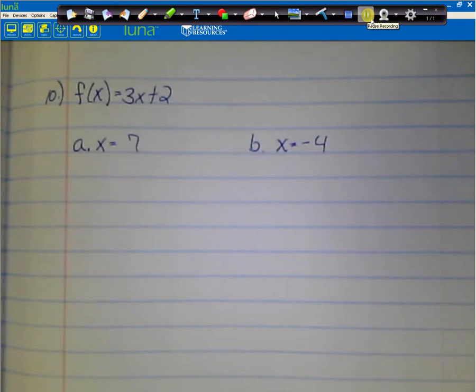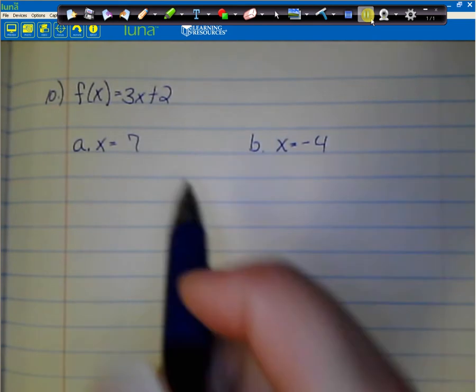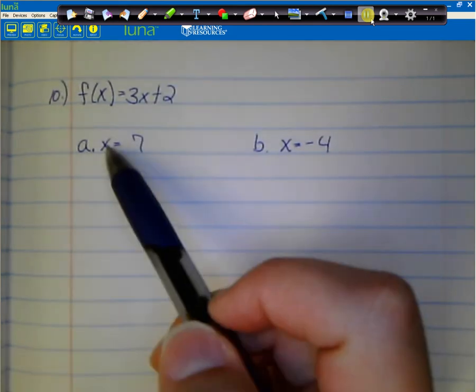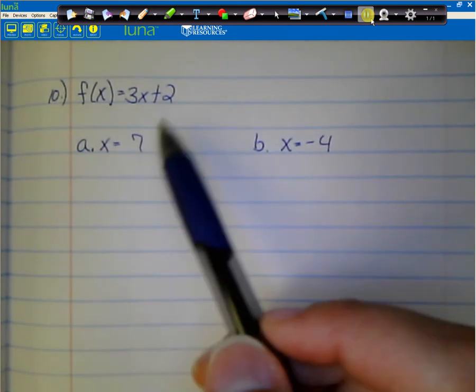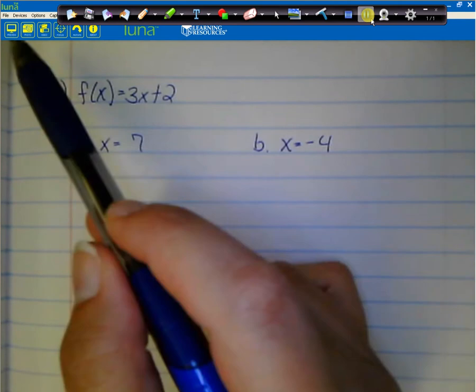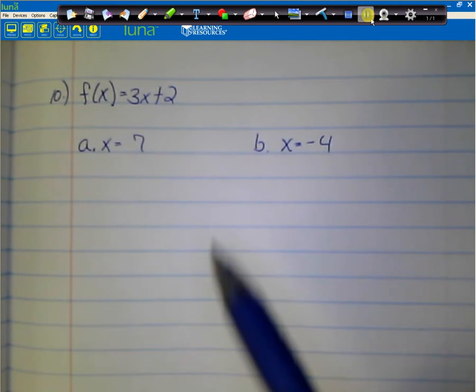Alright, go ahead and write down number 10. It says f of x equals 3x plus 2, and we have two different parts to this one. We have an A and a B. We're not picking one, we're just working both separately. Part A wants to know what function f of x is when x equals 7. So we're going to evaluate this function at x equals 7.